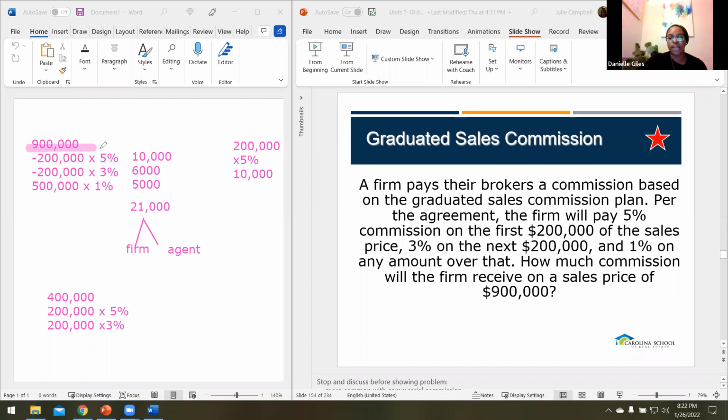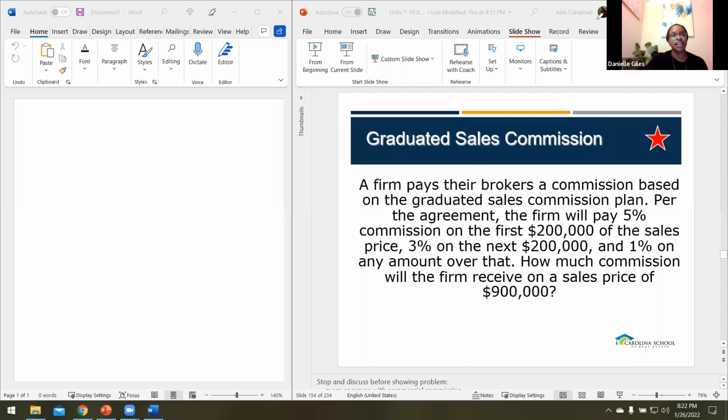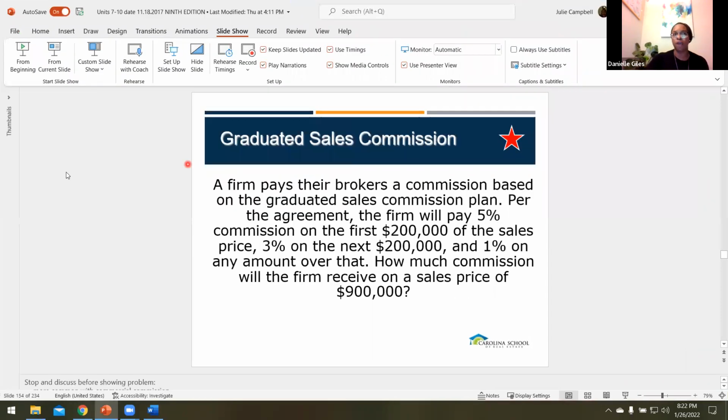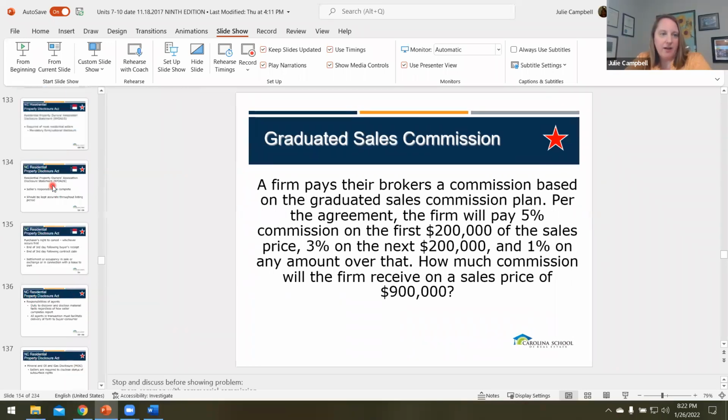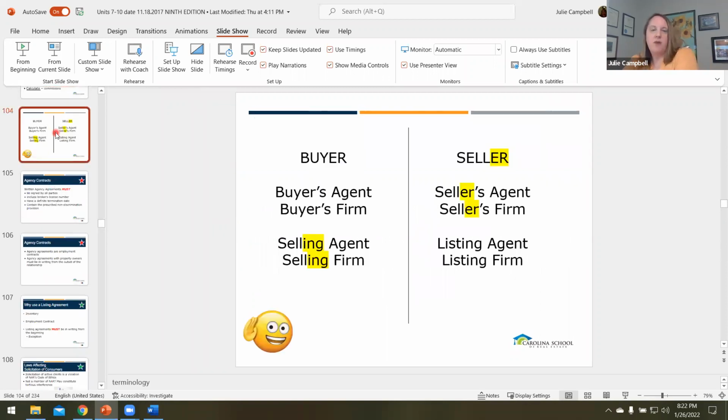So I found myself when I'm reading the question that I am confusing myself when it comes down to the selling and listing. So I know that's kind of like going back, but the selling agent is the person purchasing the property. Correct. The selling agent is the one helping the buyer. They're selling the property to the buyer. So the buyer is working with the selling agent and the selling firm. The seller is working with the listing agent and the listing firm.